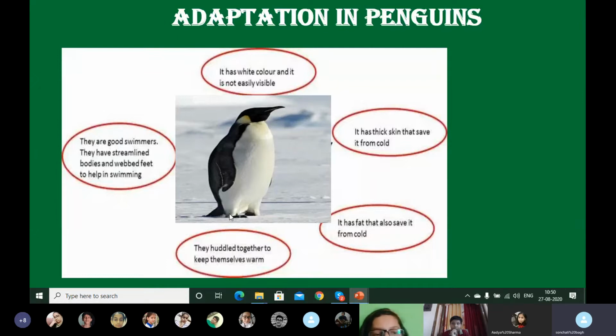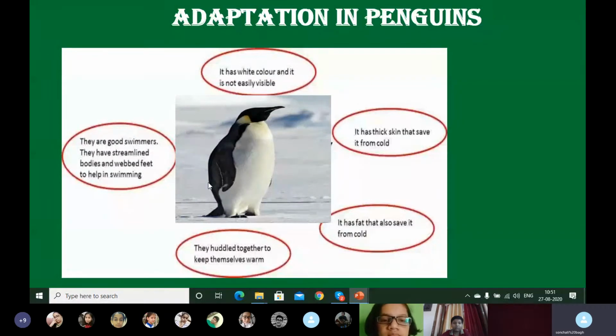And it has webbed feet like a duck. Have you seen a duck? Okay. So these two points help it swim very quickly in water. Now you can see a small tail, right? This small tail helps it balance itself and walk on two feet.